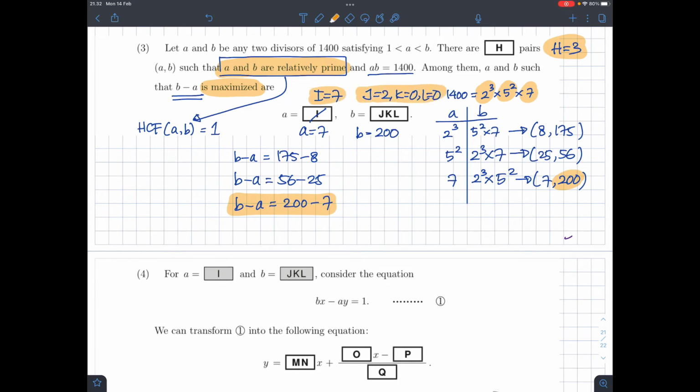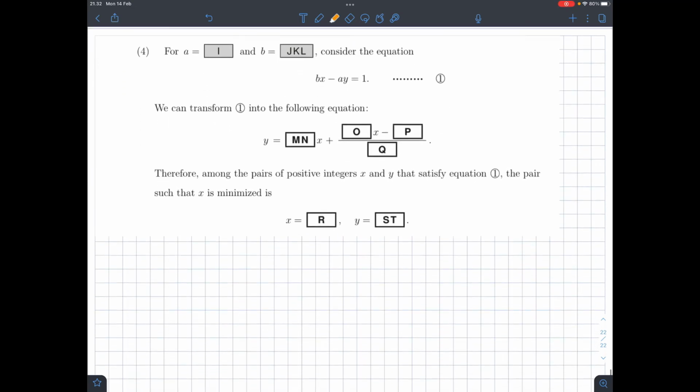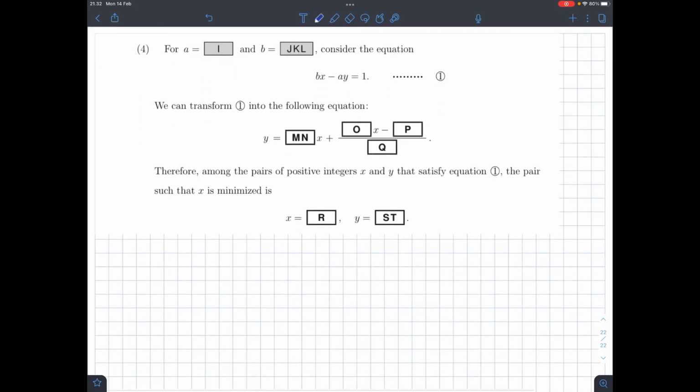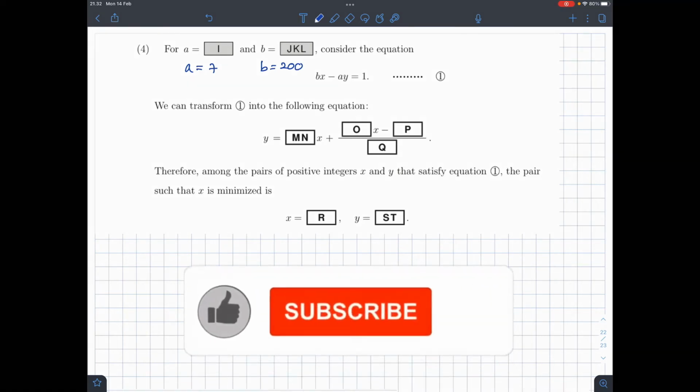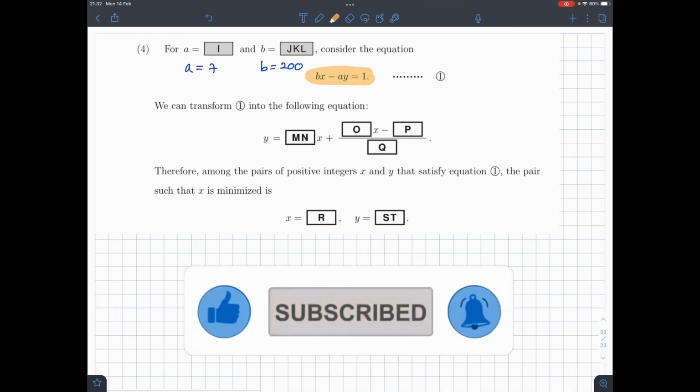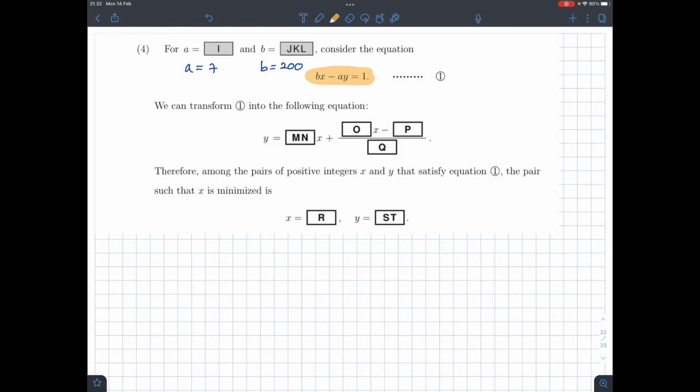Let's move to the last part, number 4. They want us to put the previous answer: A equals 7 and B equals 200. Consider the equation bx minus ay equals 1. We just substitute first the value of B and A.